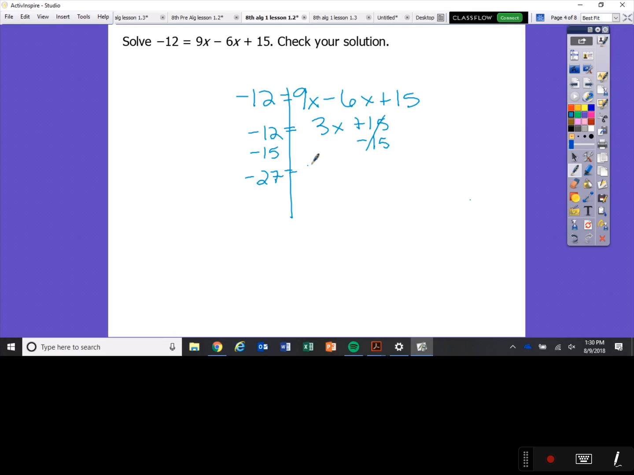3x. Is x by itself yet? No, we still need to divide by 3. Negative 27 divided by 3, x equals negative 9. So that one was a little bit more than just 2 steps, right? That was a 3-stepper. Okay. Any questions on what we did there?